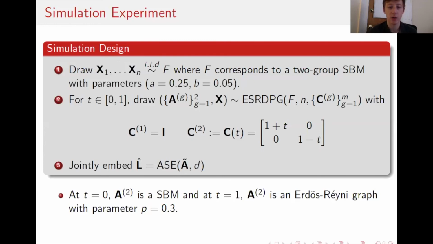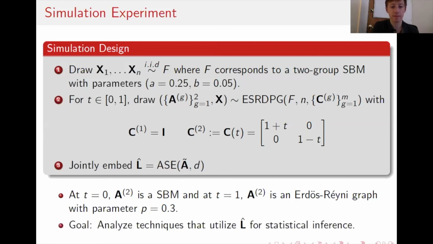We set up C2, this matrix that depends on t, in such a way that at t equals 0, A2 is also a stochastic block model, IID with the first network, but at t equals 1, A2 is an Erdős-Rényi graph with parameter p equals 0.3. So you can think of C2 as starting as a very clear stochastic block model that slowly integrates itself into an Erdős-Rényi, so the community structure slowly dwindles away. The goal again is to analyze techniques that utilize L hat for statistical inference.